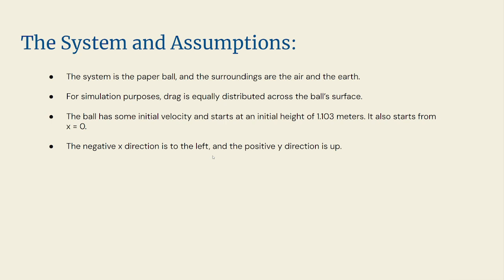First of all, the system and some assumptions that we can make about it. The system is the paper ball and the surroundings are the air and the earth. For simulation purposes, drag is equally distributed across the ball's surface, or in the case of the regular simulation without drag, drag is not present at all.